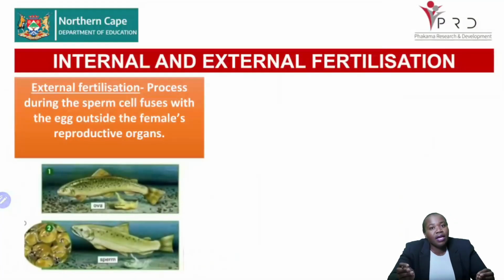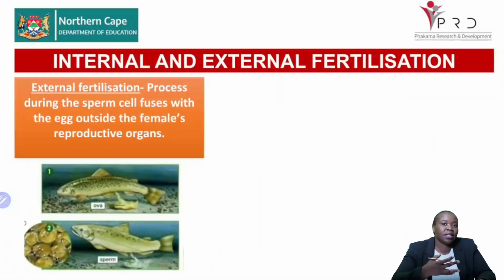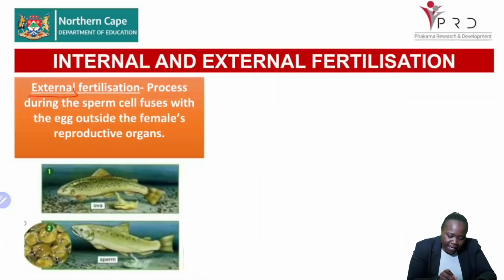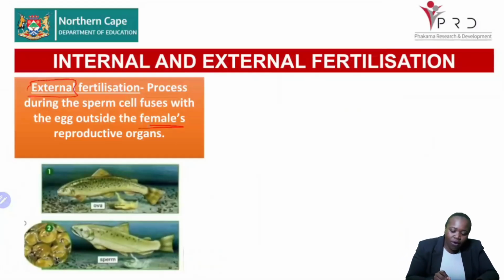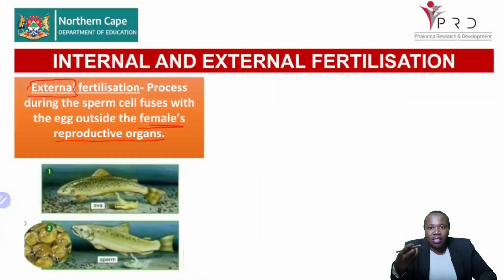All right, so with internal and external fertilization, these two words already they are self-explanatory, right? Internal means inside, external means outside. Now, with external fertilization, we simply mean that fertilization takes place outside of the mother's body, meaning that the sperm cell of the male and the egg cell will fuse outside of the female's reproductive organs. So make sure that you mention that this is outside of the female's reproductive organ or outside of the female's body. If you just say outside, outside what? So make sure that you are specific with that.